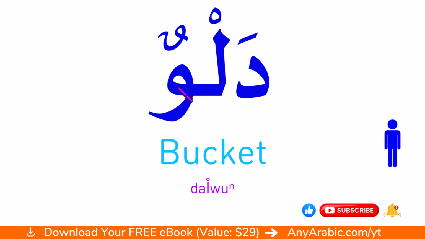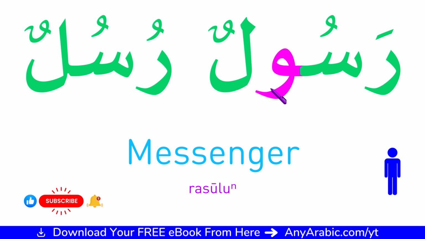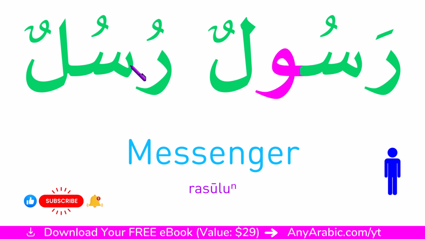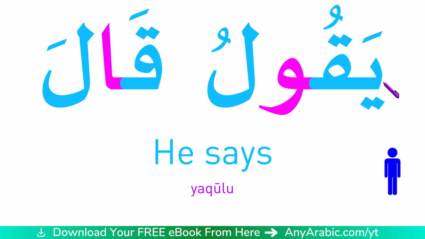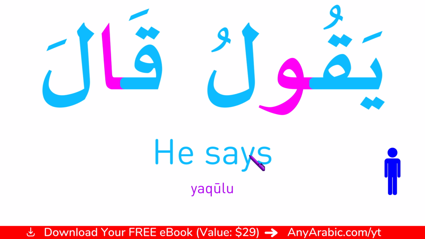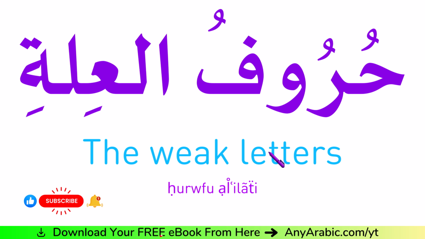دلو means bucket. رسول, messenger. The broken plural of this word is رسل, messengers. يقول, he says. This verb is in the present tense and the past tense is قال. حروف العلة, the weak letters ألف, واو and ياء.